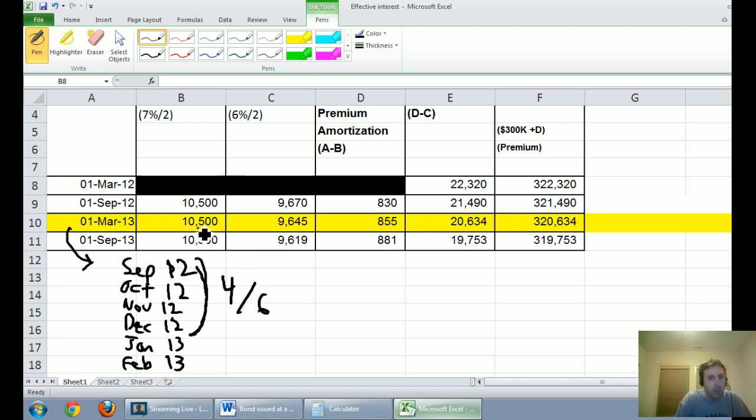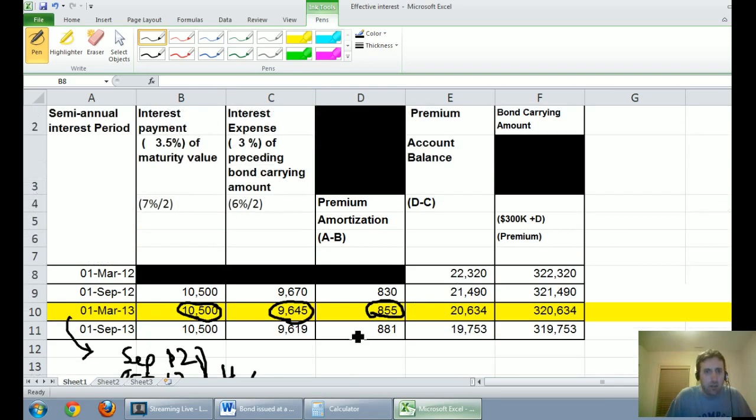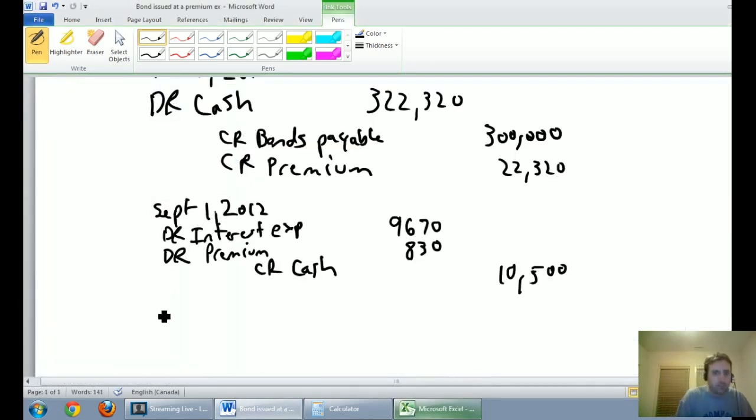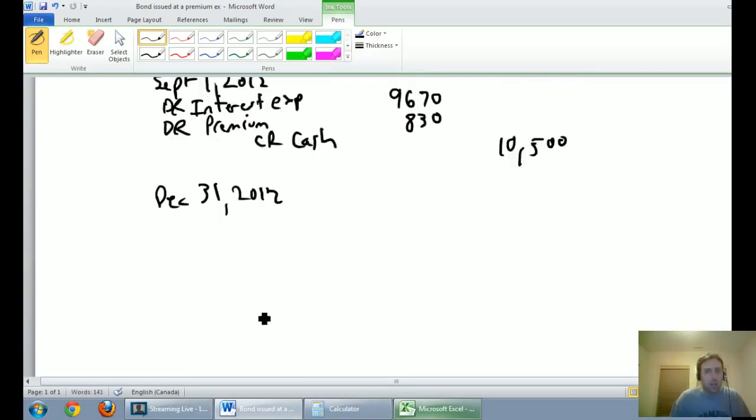So we're going to take all of these numbers, all the ones that are going to drive our journal entries. We're not going to take the whole number. We're going to take 4/6, because again, 4/6 of the data is what carries us up to December. So our interest expense is going to be 4/6 of 9,645, and why don't we start there? It's December 31st, and again, September to December, September, October, November, December is 4 months. It's December 31st, 2012. I'm going to debit my interest expense.